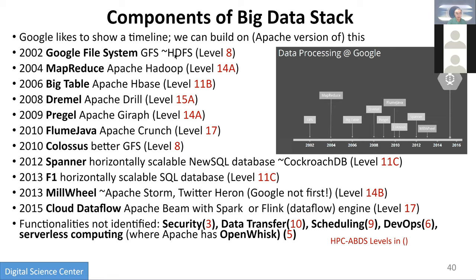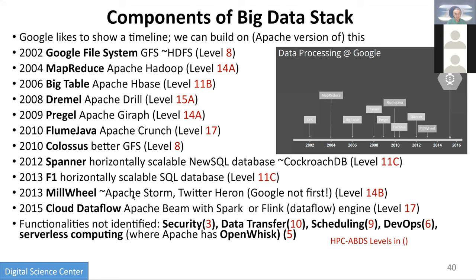You can see HDFS is based on Google File System, Apache Hadoop on MapReduce, HBase on Bigtable, Drill on Dremel, Giraph on Pregel, Crunch on FlumeJava, Colossus is a better HDFS, and Spanner and F1 don't actually have such equivalents, though Spanner is similar to the Cockroach database system, but they are very sophisticated database systems.